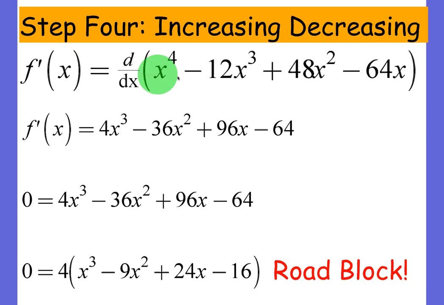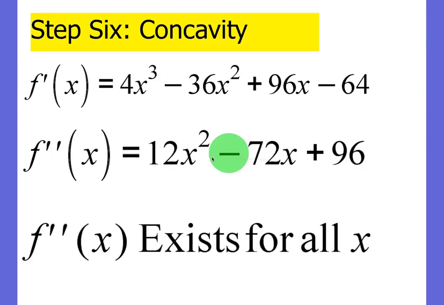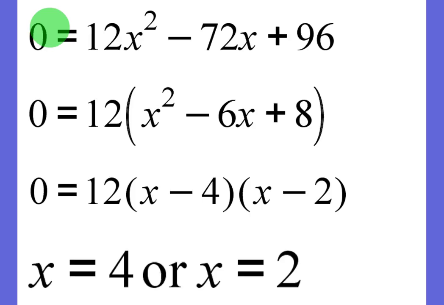Just to refresh your memory, this is what the original function was. This is one possible derivative, the one where we didn't take the derivative of the factored form. We're taking the derivative of that again and getting 12x squared minus 72x plus 96. Now we can notice the second derivative exists for all x, so we just have to figure out where it equals 0. Set this equal to 0, pull a 12 out.